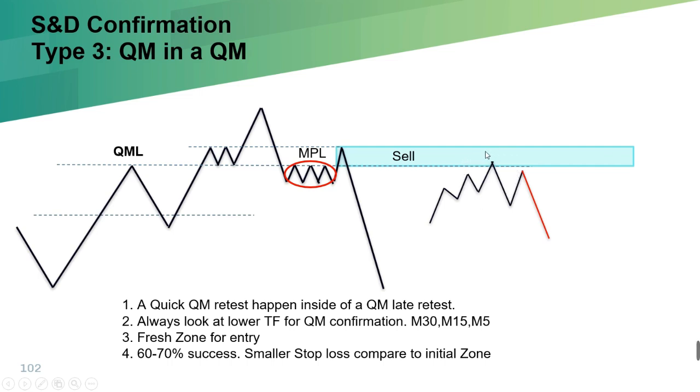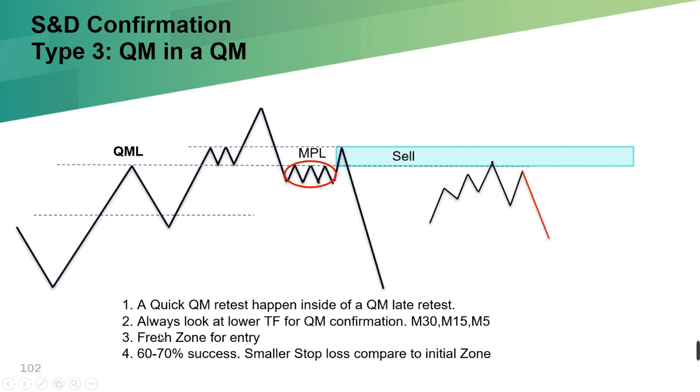Usually, I will look for a fresh supply zone or a fresh demand zone. In this case, it is a rally-based drop or a drop-based drop. Right, very, very fast. The price reaches and then just drops all the way.